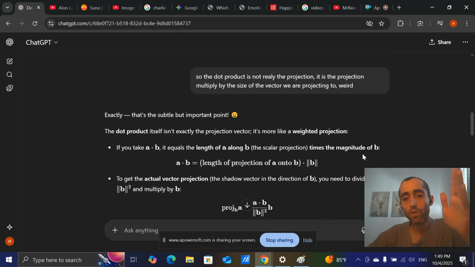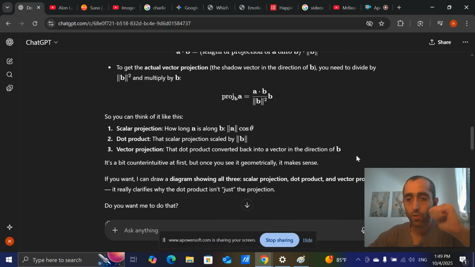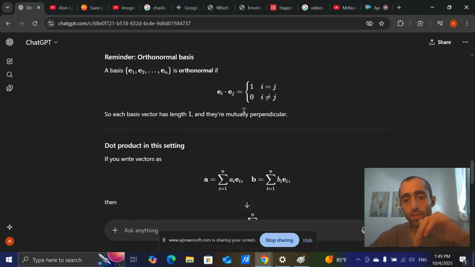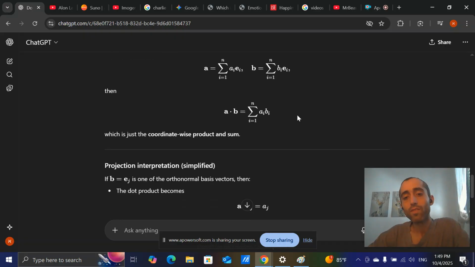So this was about the projection and the relation to the dot product. You saw how it behaves without an orthonormal base. We need to make corrections, divide by the norm of B squared. With an orthonormal base, where every vector has norm one and every vector is orthogonal to the others, it gives you exactly the dot product.